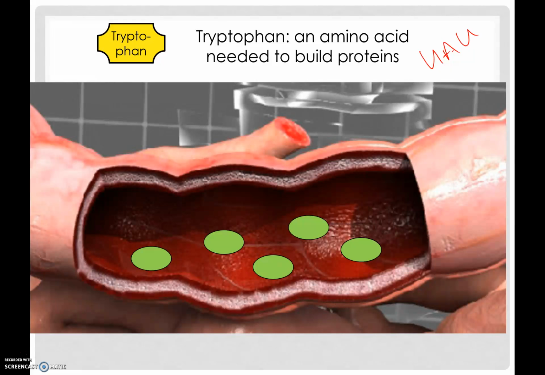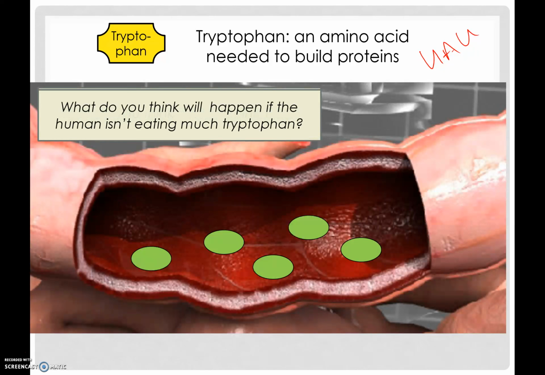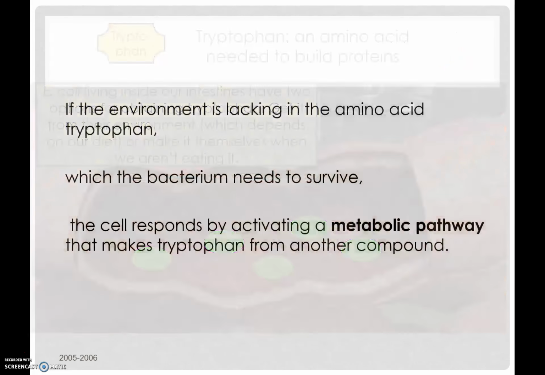So the bacteria that are living inside of us in our intestines also need tryptophan. So they really have 2 options. If their host, or the person they're living inside of, eats tryptophan, well, they have access to tryptophan in their environment. But if their host is not eating too much tryptophan, then they have the option to make it themselves. So for attaining tryptophan, they can get it from their environment, or they can make it themselves when their host is not eating it.